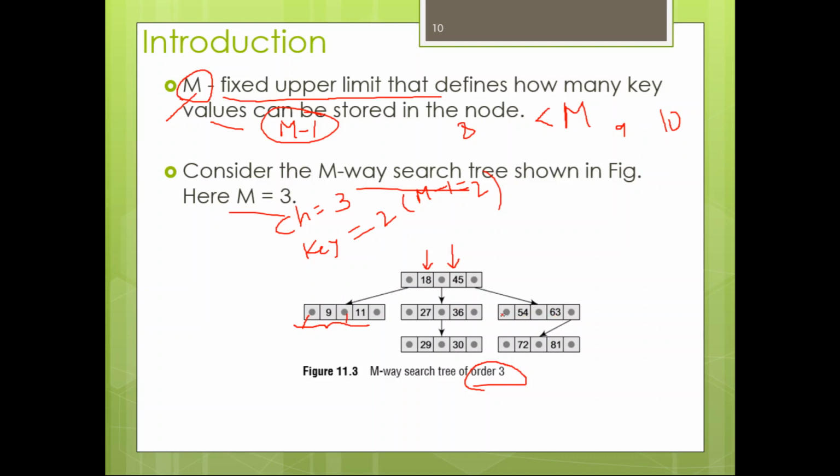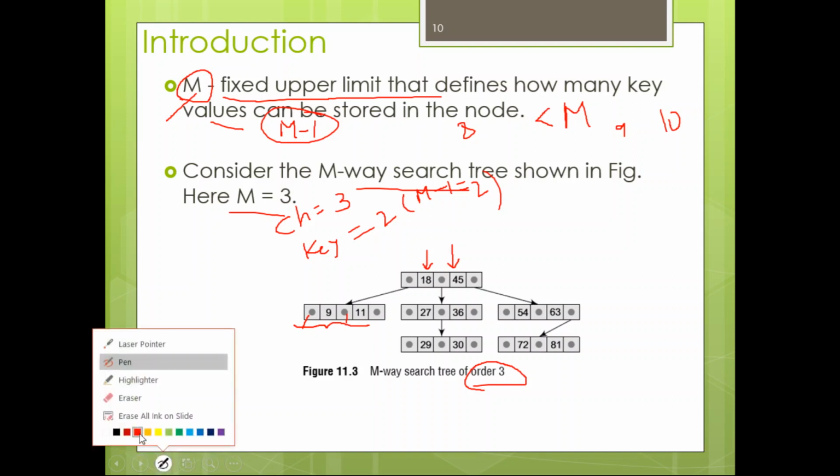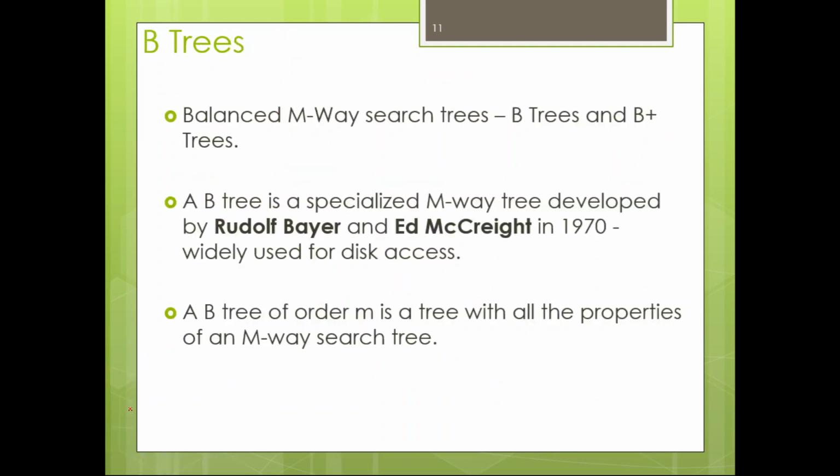Okay, out of these 3 pointers, the 2 pointers, the one before 54 and one after 54, are not pointing anywhere, that is, they are null, and the pointer after 63 is pointing to another node which contains the key values 72 and 81, and here all the 3 pointers are pointing to null, right? So this is one example of an M-way search tree. Okay, fine. So this gives an introduction to M-way search tree.